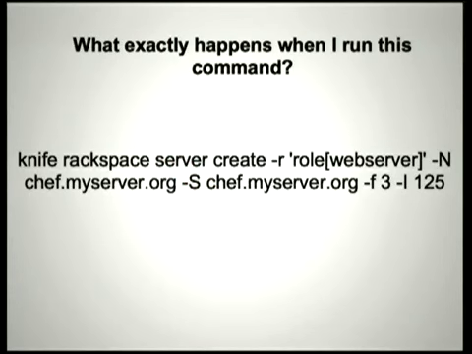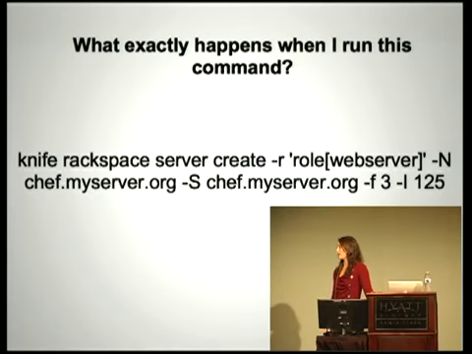And now that we've done all this work, we've gotten all of our cookbooks, we've done our configurations, this is the command that I run to create a new server and configure it. So knife rackspace server create. It will use the role web server. It names it chef.myserver.org. All of the other dashes and numbers basically mean that I'm creating a 1 gigabyte Ubuntu 12.04 server. And if you want to use EC2 or Linode, the plugins are essentially the same. It's just knife ec2 server create.